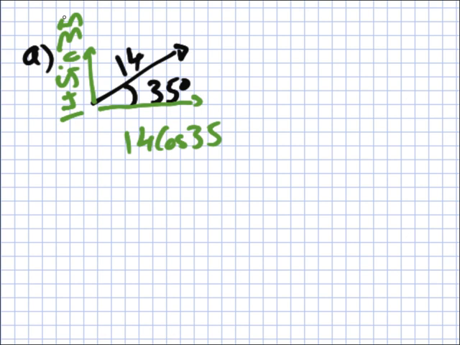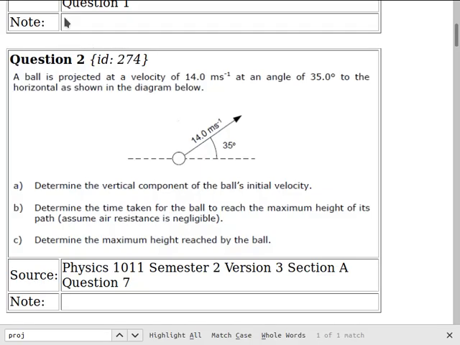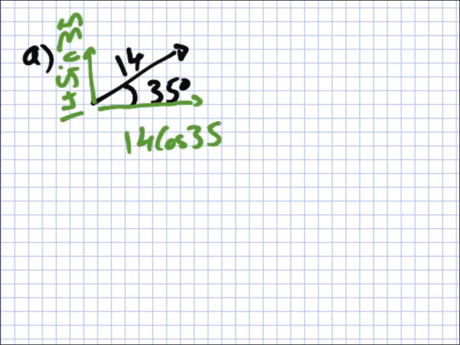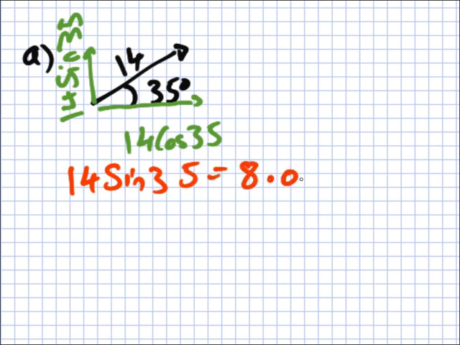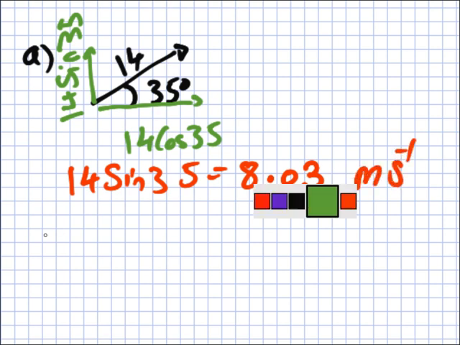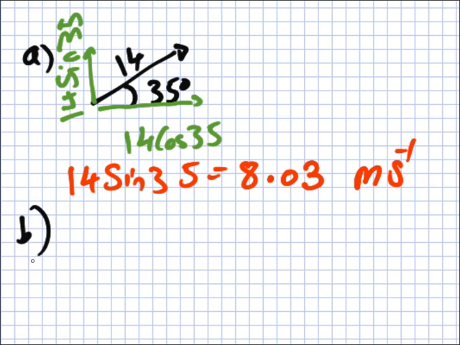Is it the initial velocity? Yeah, initial. Can someone tell me actually on the calculator what is 14 sine 35? What is it? 8 point. Is the next digit an 8? What's the next digit, please? 0. Oh, okay.